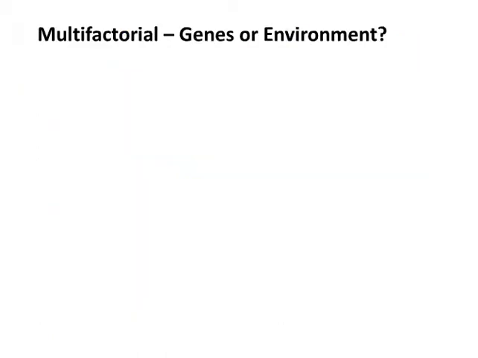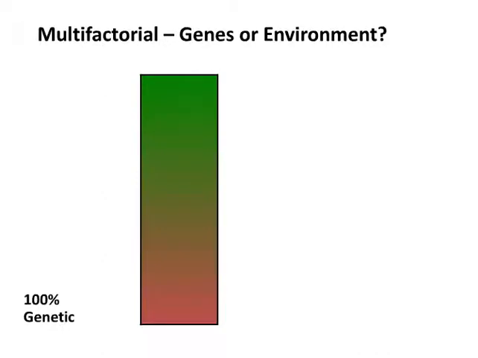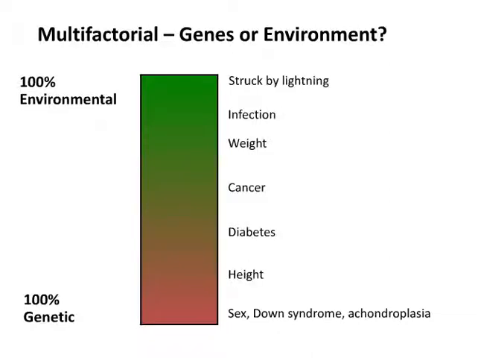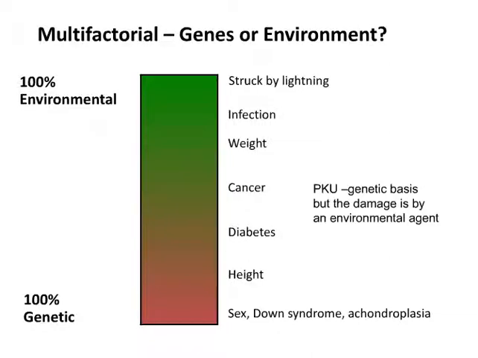The degree to which any gene or environmental factor can contribute to a multifactorial disease can vary greatly. Some can be 100% genetic, such as Down syndrome or achondroplasia. Others can be 100% environmental, such as being struck by lightning. Others have varying degrees of genetic and environmental influence. And some, like PKU, are 100% genetic, but the damage done results from exposure to an environmental agent, phenylalanine, in the diet.